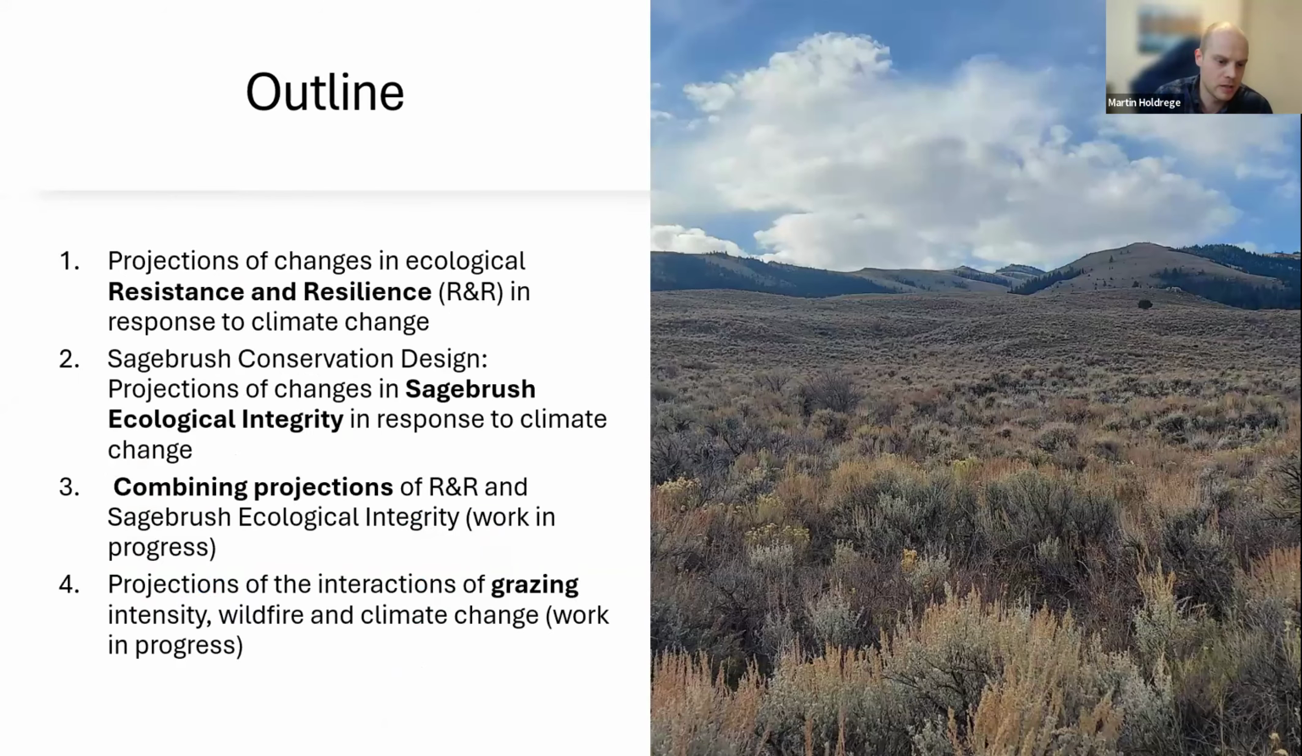So I'm going to be discussing 4 projects. The first 2 are done, and I'll be showing data for those, and then there's 2 additional projects that we're kind of starting on that I won't be showing any results on, but we'll just briefly be describing. So first project is looking at resistance and resilience, responses to climate change. The second is sagebrush ecological integrity, responses to climate change. Third is combining those 2 data sets to see what additional things can be learned from that. And lastly, looking at kind of grazing and disturbance in the context of climate.